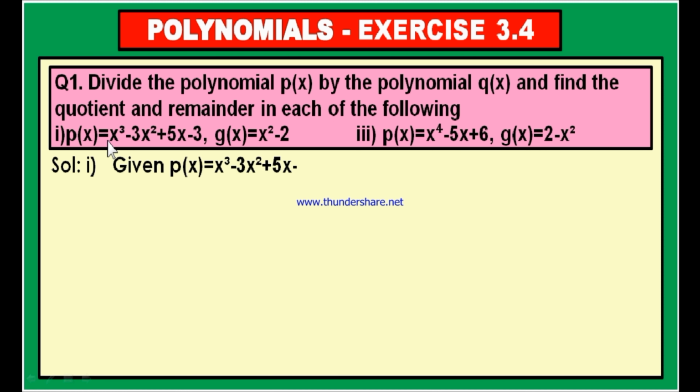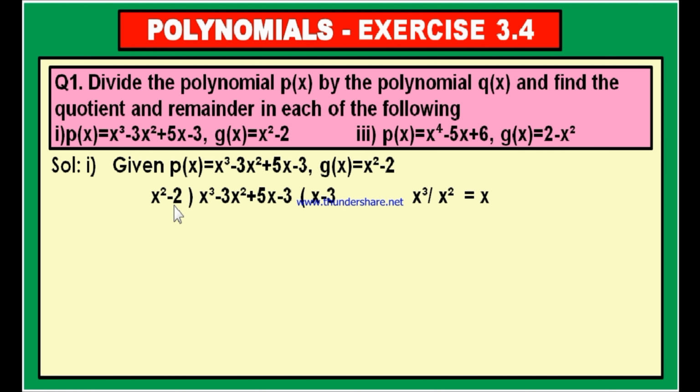We are given that the polynomial p of x is x cube minus 3x square plus 5x minus 3 and g of x is equal to x square minus 2. Now let us take x cube minus 3x square plus 5x minus 3. Let us write the divisor here. This is the divisor, this is the dividend, and this will be quotient, and at last you will get the remainder. Now let us write x cube minus 3x square plus 5x minus 3 and in the divisor place let us write x square minus 2. We have to find the quotient.